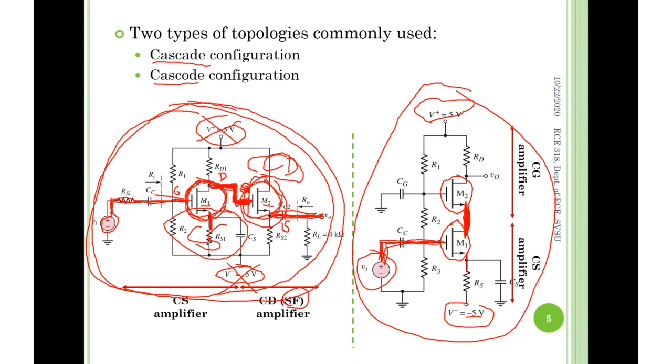And then move on to M2. Input we have figured out. It's the source of M2 that is the input. Output is labeled as drain.